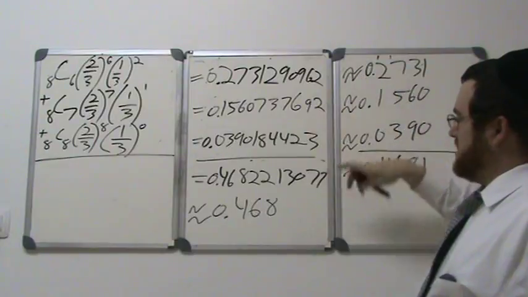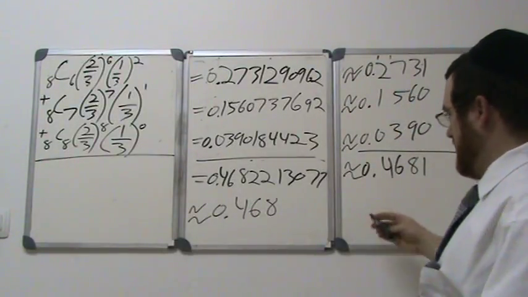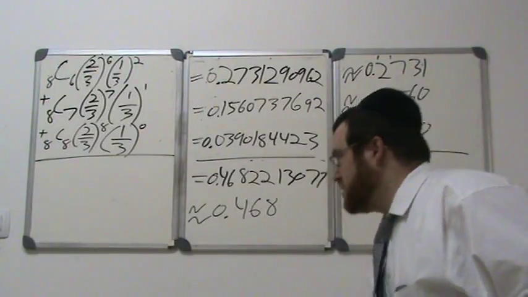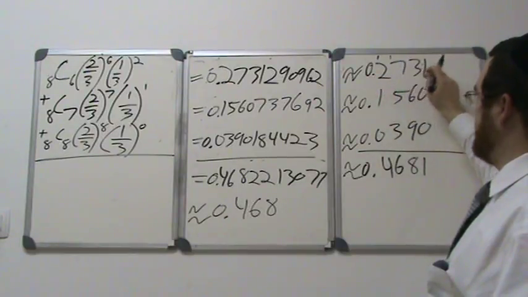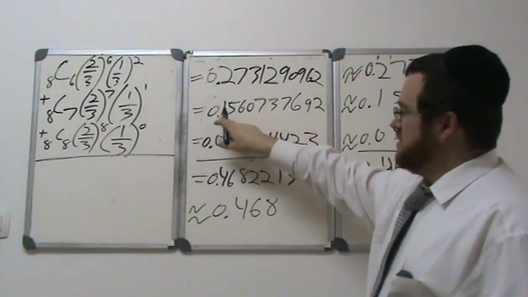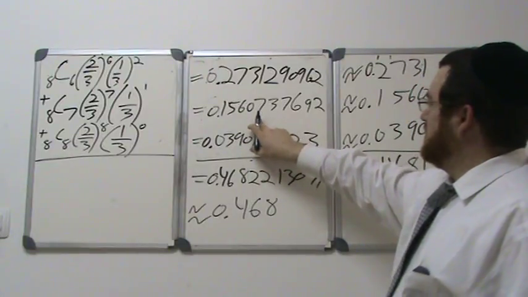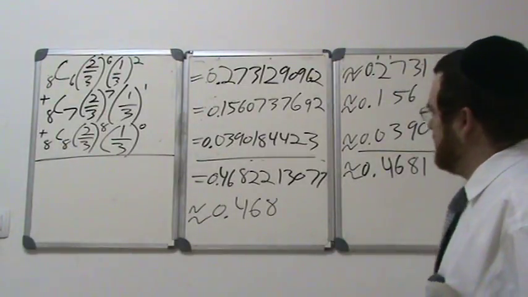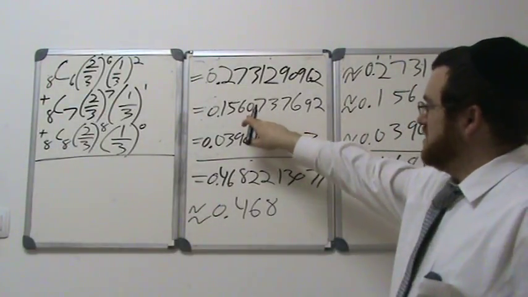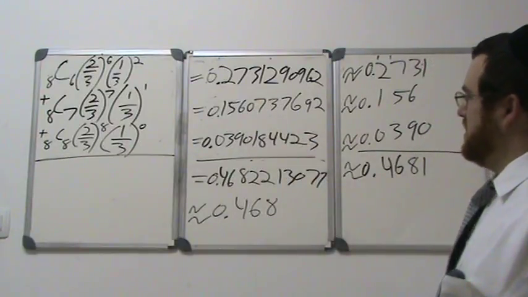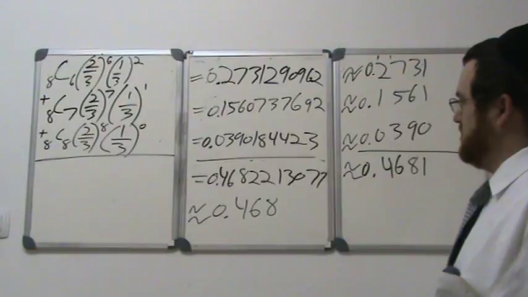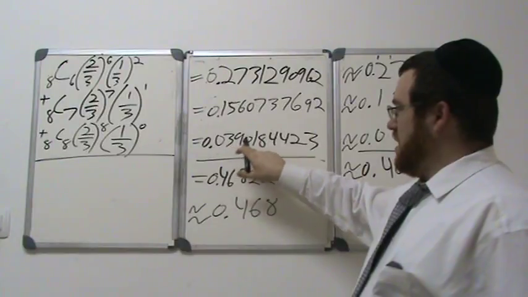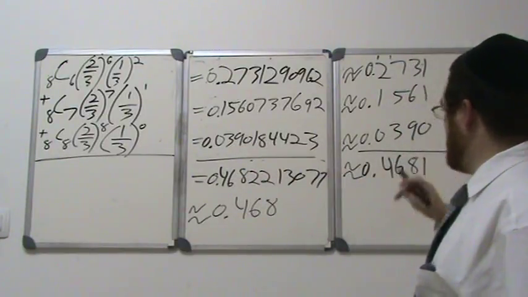And I make an approximately-equal sign. This symbol means about, because it's rounded. When it's rounded, it's about 0.2731. The next one is 0.15607. That gets rounded to 0.1561. The digit beyond the 0 is a 7, so you round it up to 1. So 0 becomes a 1. And the next one is 0.03901, so it gets rounded down to 0.0390.